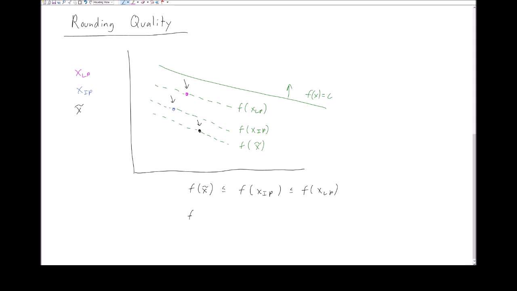In this case, we have the value of our linear program. We solved it, so we know its objective value. We have the objective value of our rounded solution, and let's suppose that these have a distance of at most epsilon. This is going to imply that the distance between our integer program optimal solution and our rounded solution is at most epsilon. This is why we have these bounds in the first place, to bound the quality of our solution.